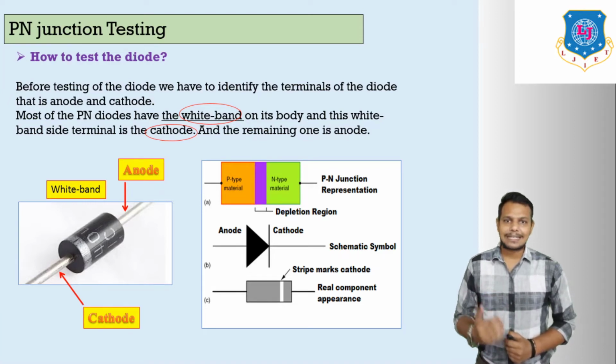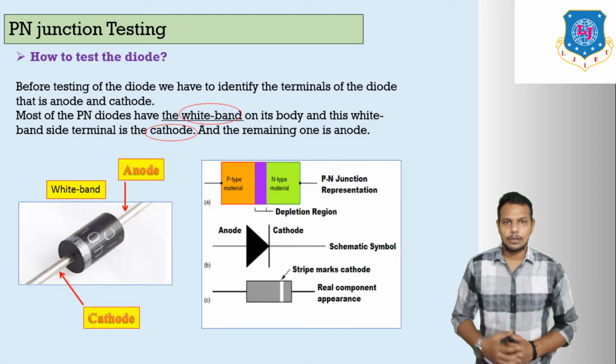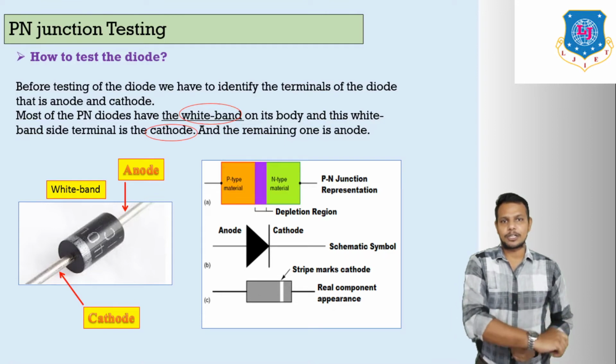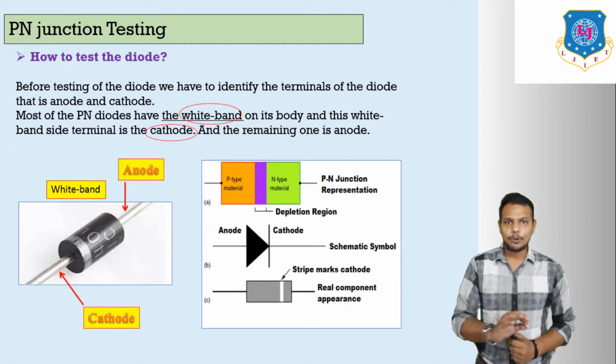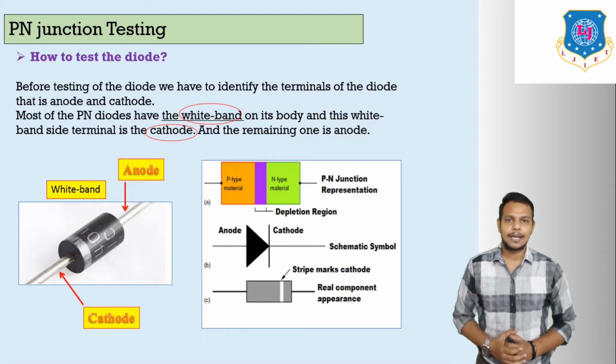Below, in figure C, we can see the body of an actual PN junction diode, where the white strip indicates that the terminal near it is the cathode, and opposite this is the anode terminal. So here is the real component appearance of the PN junction diode. This is the basic thing, and we should know about the anode and cathode terminals. After that we can measure with the DMM or multimeter.